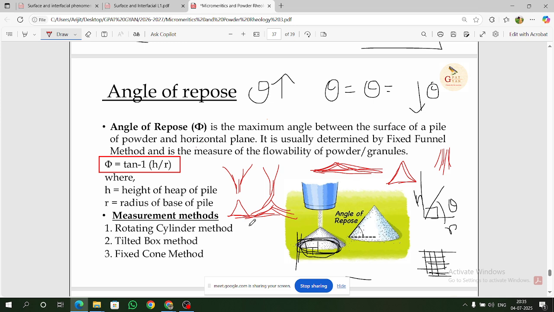If the flow property is very good, the powder will come smoothly and disperse properly on the surface, so obviously the theta will be very low. But if the flow property is not good, it will come slowly, and then a heap or pile will be formed. Proper dispersion will not happen on the surface, so the theta will obviously be high. I just want you to have that basic understanding. Now, is this clear or not?